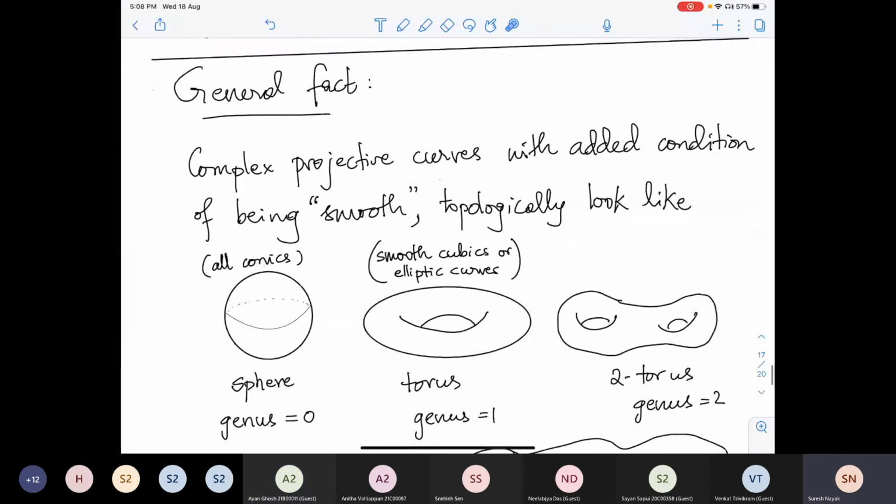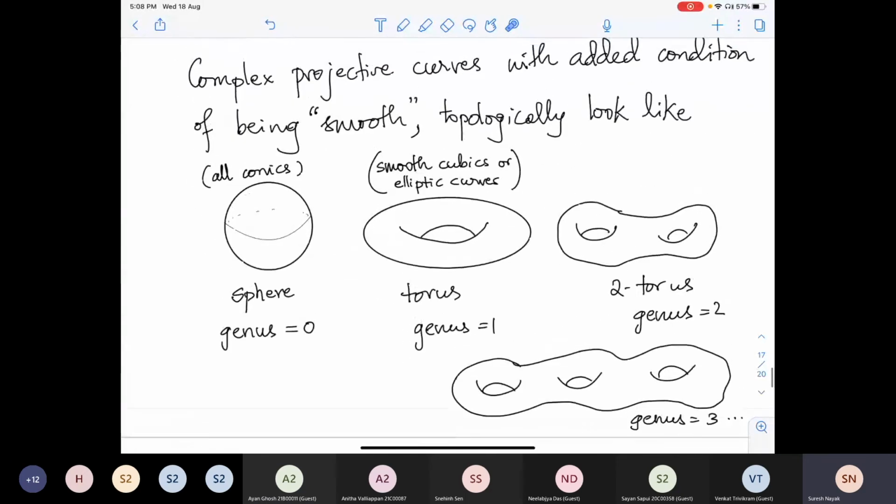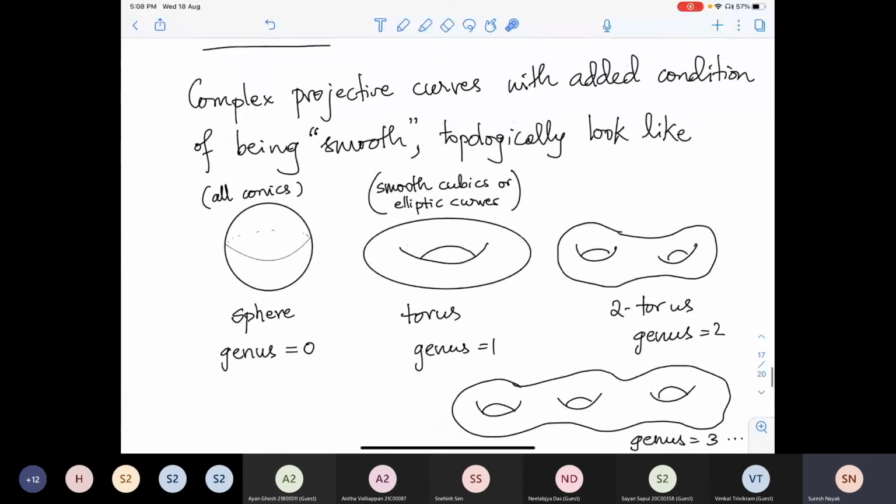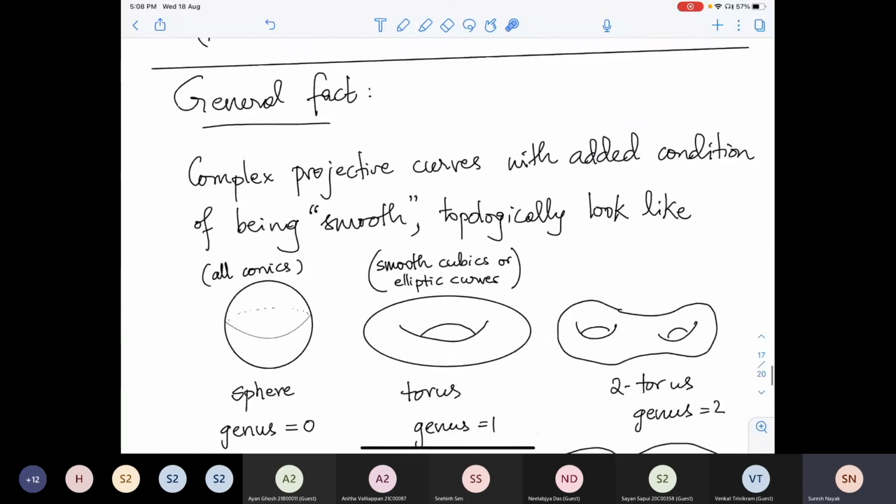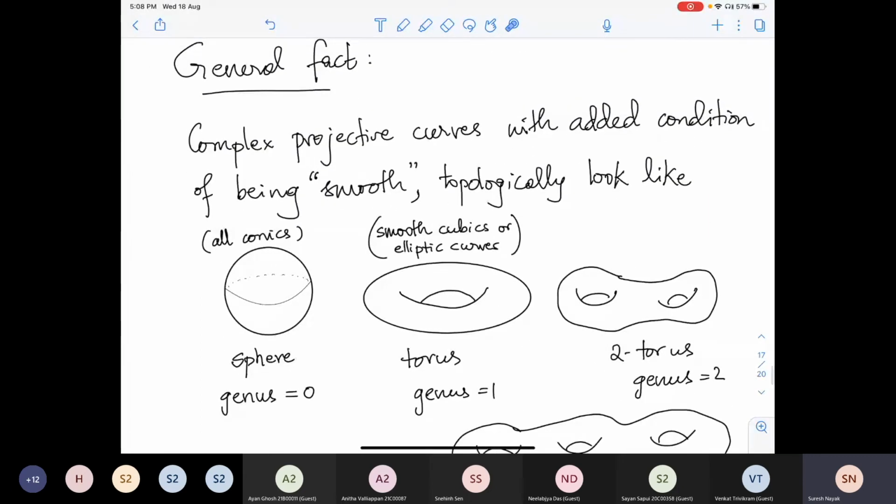Okay, so moving on. I think I don't have much here. So 17. I think I just have 1 or 2 slides now. So I'll just give a general fact. This is the last thing.